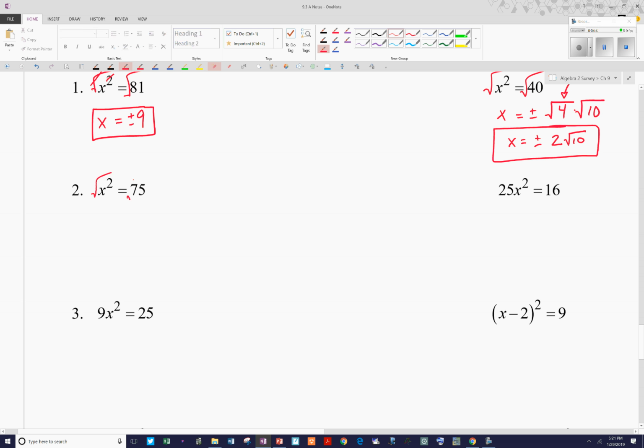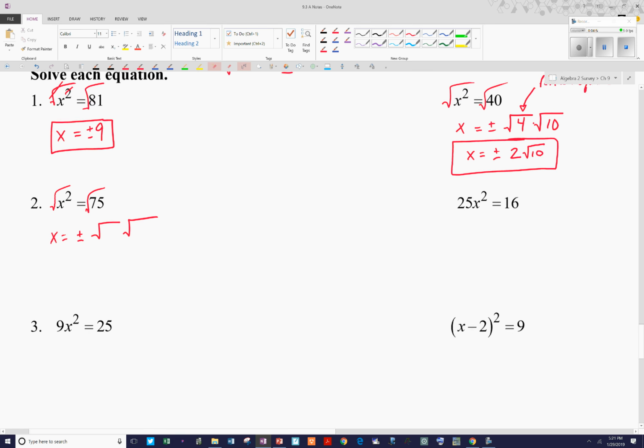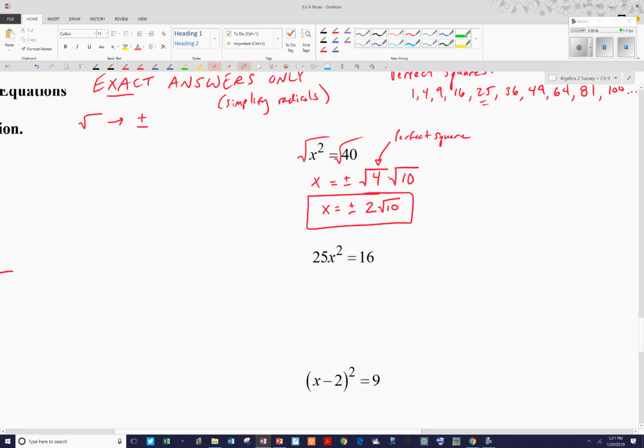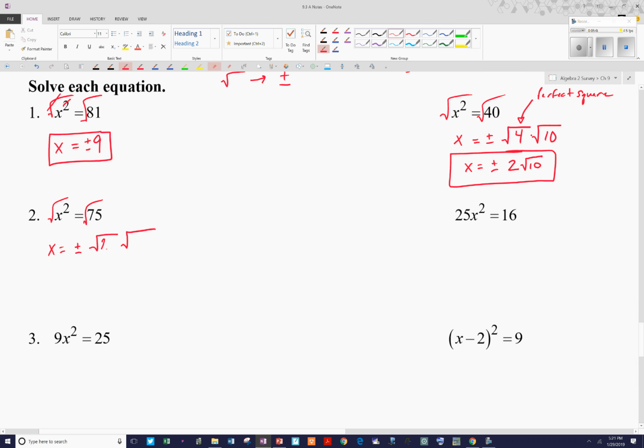I'm going to take the square root right away in this next problem. X is going to equal positive negative. Okay, 75 is not a perfect square, so I'm going to separate this up. Look back up here. Which number goes into 75? 25 does. So 25 is the number we want there. We would multiply 25 by 3 to get 75.